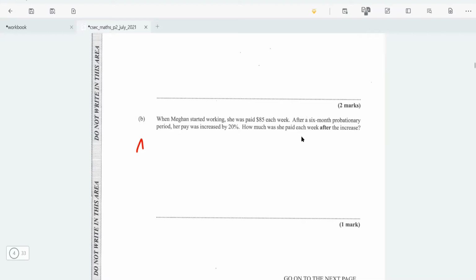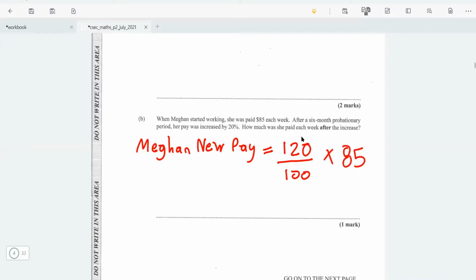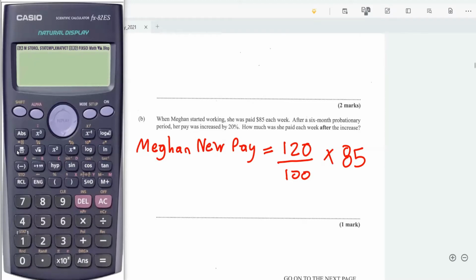So we can write now that Megan's new pay is going to be equal to 120%, which is 120 over 100 multiplied by 85. That's going to give us Megan's new pay. So you just put that in a calculator, 120 over 100, and you multiply it by 85. And that's going to give us Megan's new pay. So Megan's new pay is $102.